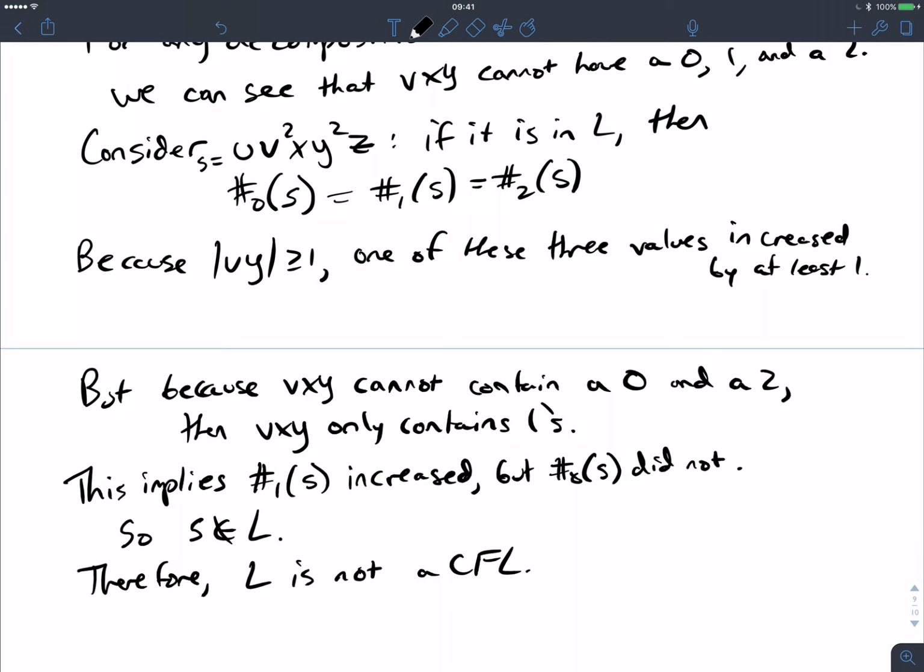Yeah, other questions? Yeah. Just to completely clarify, you say at least one of the 0s, 1s, or 2s increased, but one of them didn't. Yeah, well, in order to stay in the language, all 3 had to go up by the same amount. As an answer, that would be acceptable. You should be a little more formal than that, but that's most of the way there. Other questions?